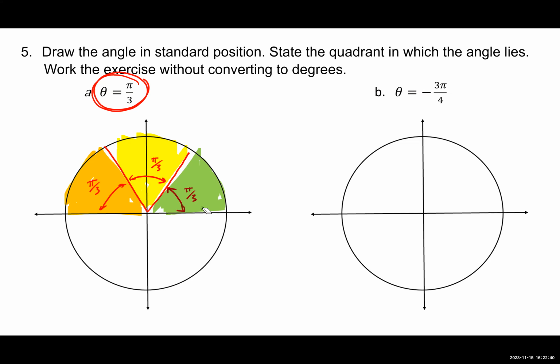So drawing that in standard position, we're going to use the green one. Initial side at the x-axis. That angle of pi over 3 is going to put us in quadrant 1.